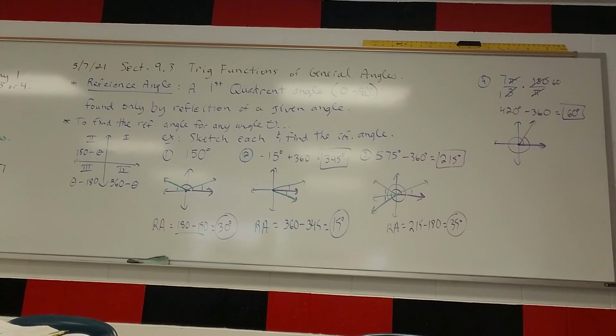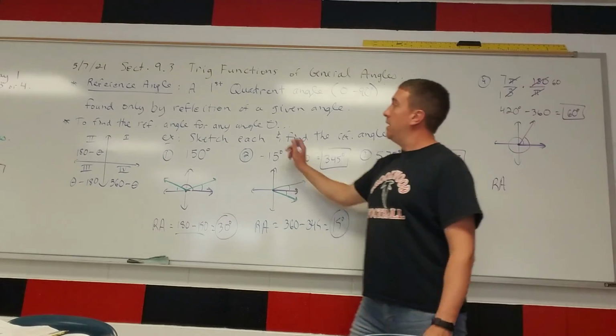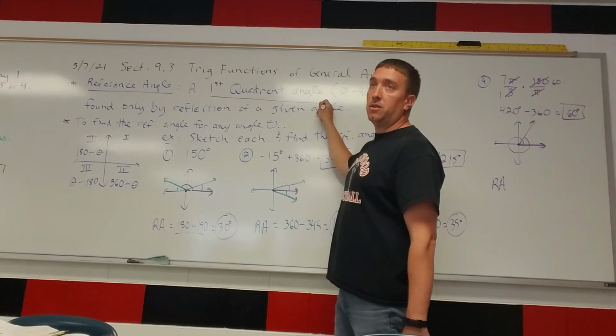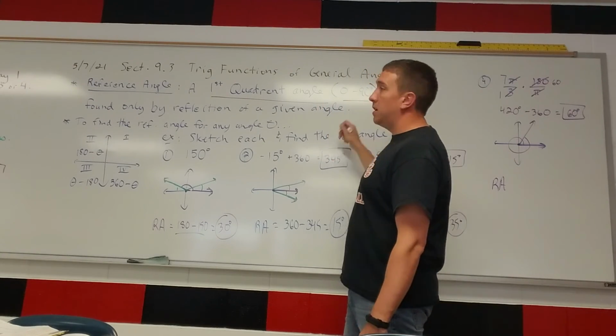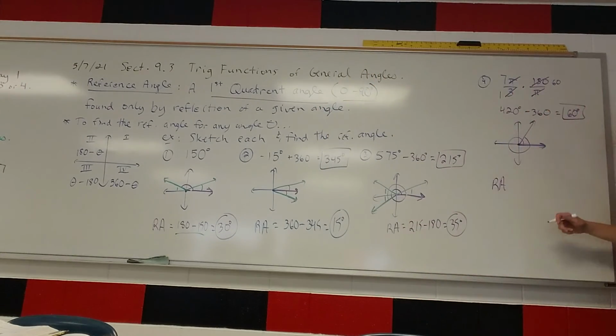Now, think about the last piece here. We're supposed to find the reference angle. The reference angle is the first quadrant angle between 0 and 90. Well, now think about this. 420 is a first quadrant angle, isn't it? It's 1 full rotation, but then it still stays in the first quadrant. So, 420 degrees is in the first quadrant, but what does the reference angle have to be? 60 degrees. It's got to be the acute angle in the first quadrant.